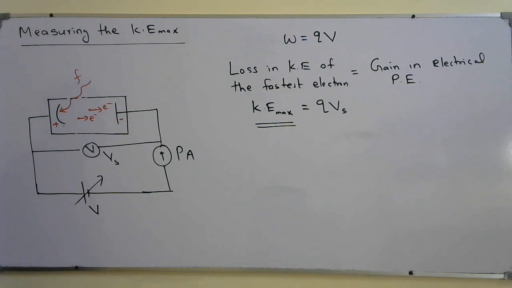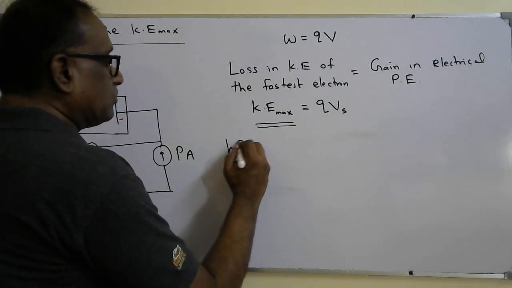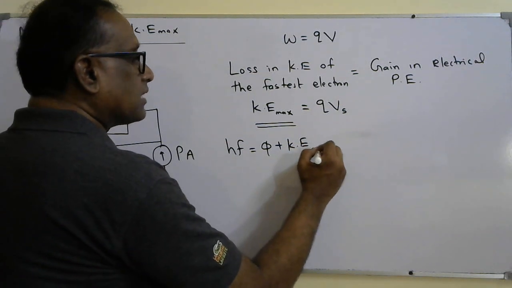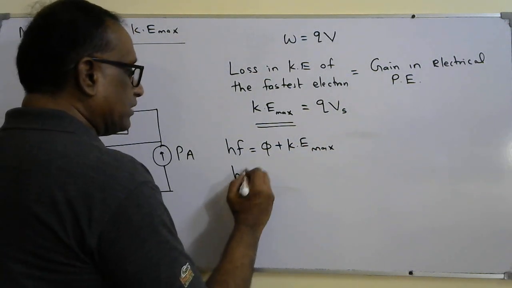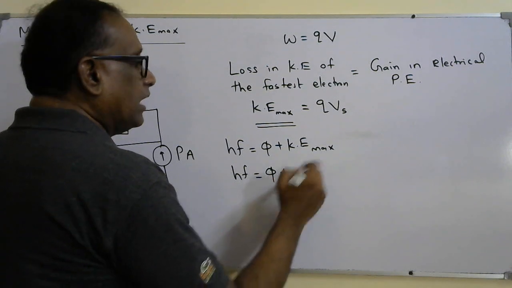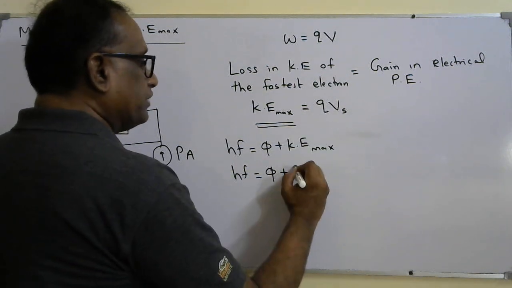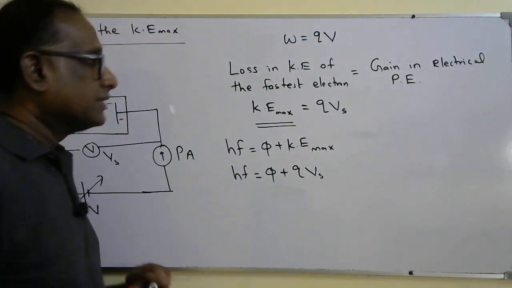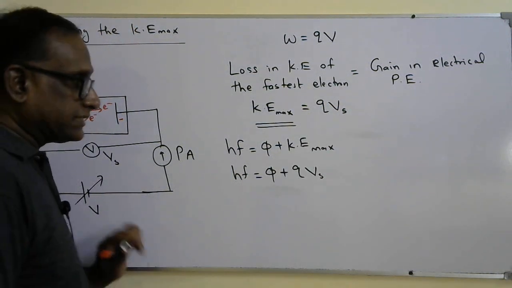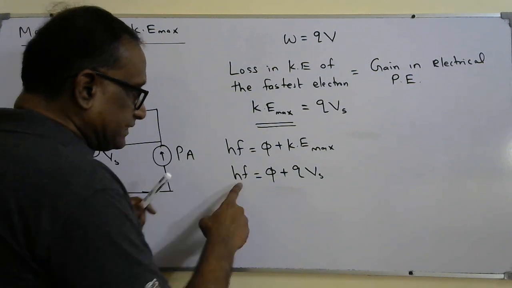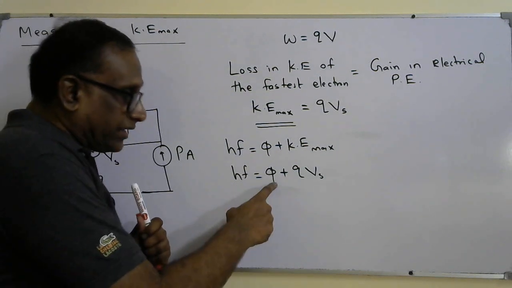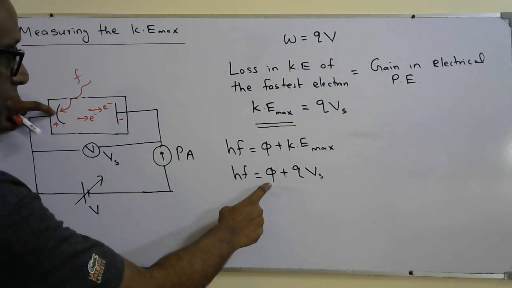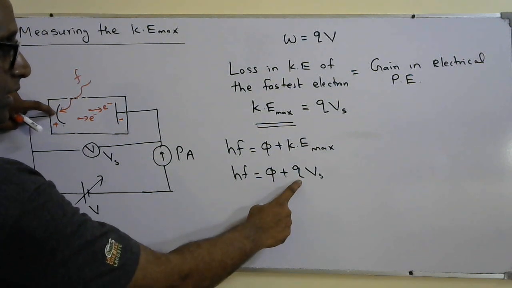fastest electron. Now I can say hf equals phi plus KE max, we use this for the surface electron. hf equals phi plus, instead of KE max I can write QVs, because we are measuring the KE max by using this method, where Vs is the stopping potential. So here we know that h is the Planck constant, constant for a given emitting electrode, that is for this metal, this is the emitting electrode, phi is constant, Q is constant, the charge of the electron.